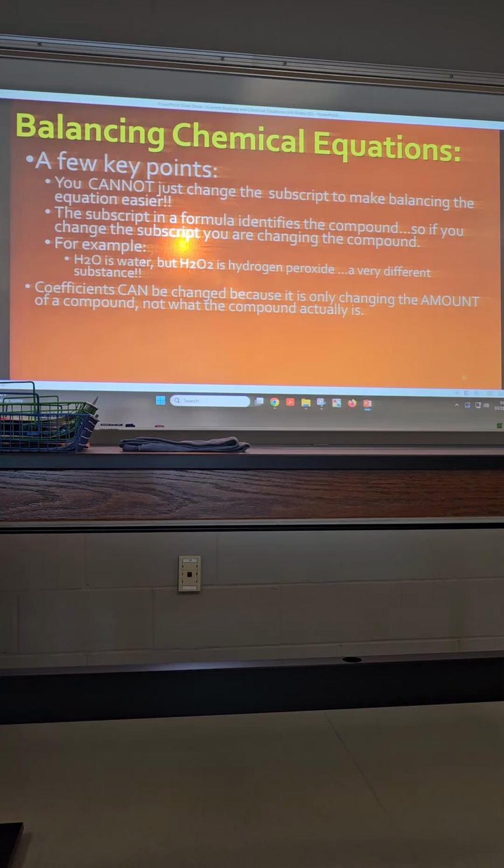Now, the way we handle this is coefficients. They can change. We put them in front of the compound. So it's changing the amount of the compound, not what the compound actually is.